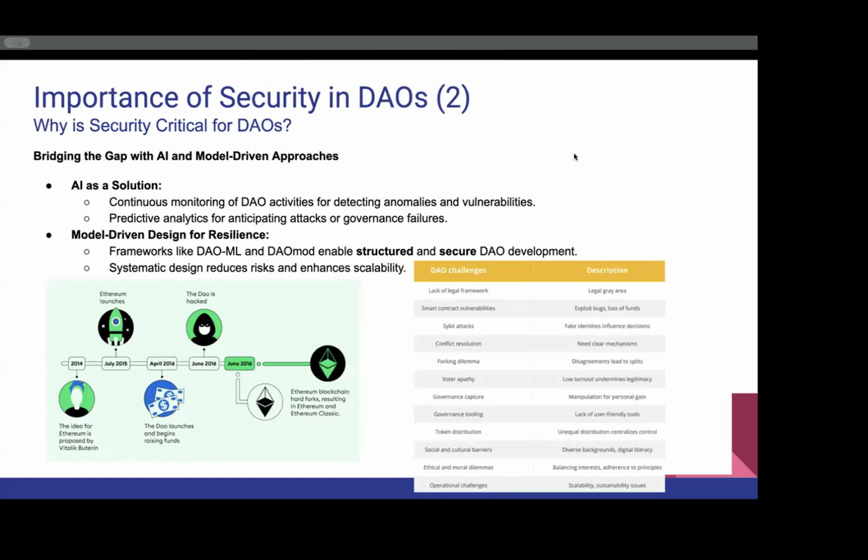Yes. So we're trying to basically bridge the gap with AI and model-driven approaches to enhance the security of AI. And we can consider AI as a solution, in the sense of security enhancements, in that the AI continuously monitors DAO activities to detect anomalies and vulnerabilities, like unforeseen, untypical behavior patterns of stakeholders and so on. Also, we generate predictive analytics with AI to anticipate attacks or governance failures.